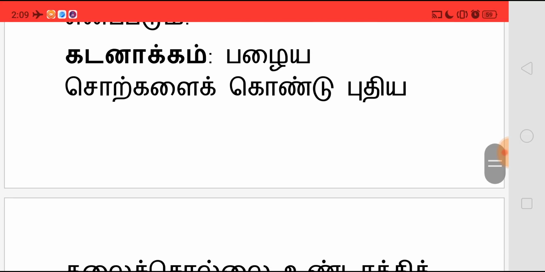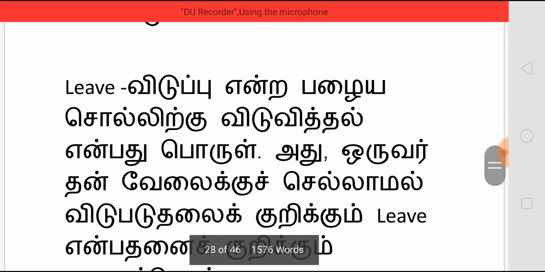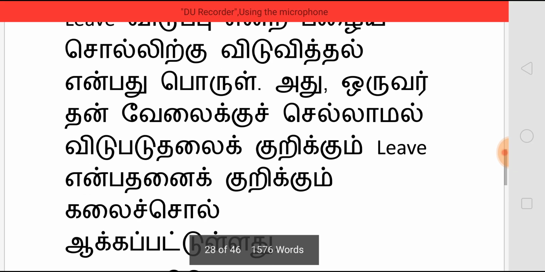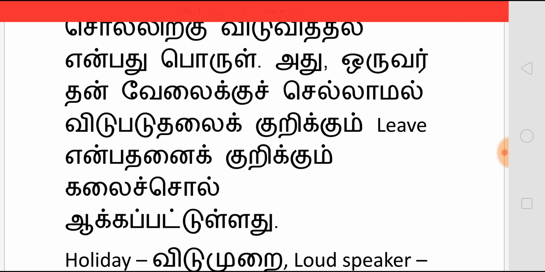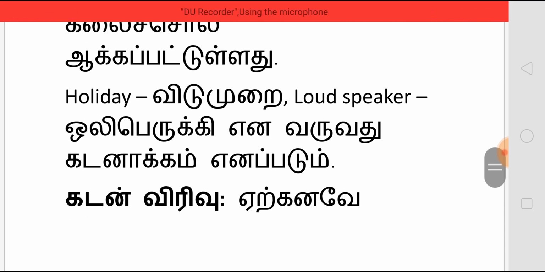Now, Kadanakam means old words we are changing into new. Like we have a word leave. Leave means Vidupu. And we have a word called Viduttal. Now, if one person is not going to his work on that day, we say Vidupadudal. So, leave is a word which is formed based on this, and holiday means Vidumurai, and loudspeaker means Oliperiki.